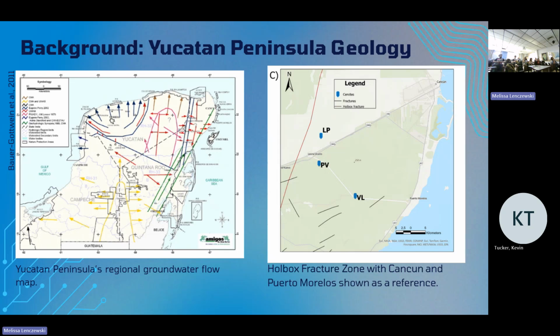These are just some figures. To the left is the regional groundwater flow in the Yucatan Peninsula. And to the right is the Holbox fracture zone, where you can see Puerto Morelos and Cancun on the map.